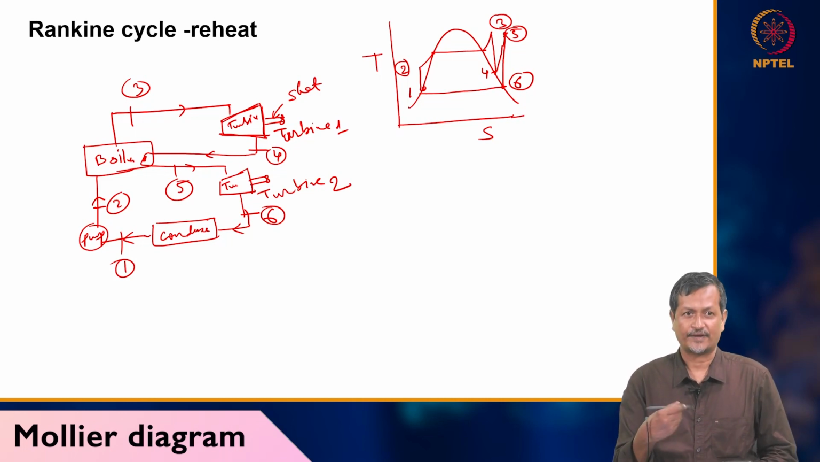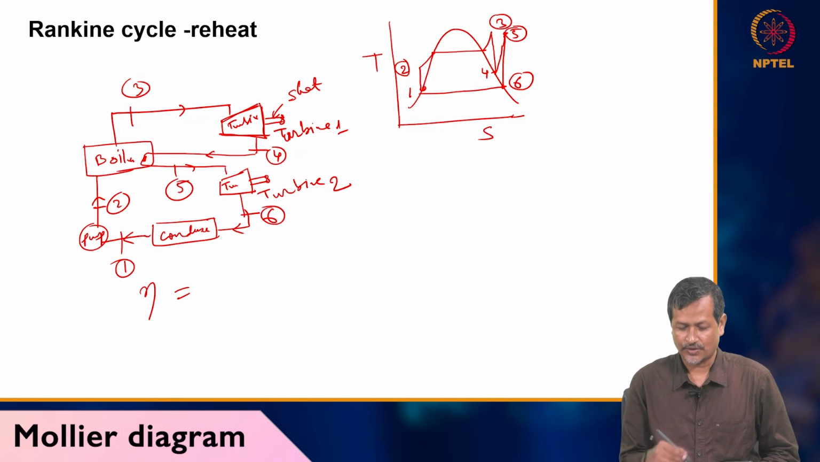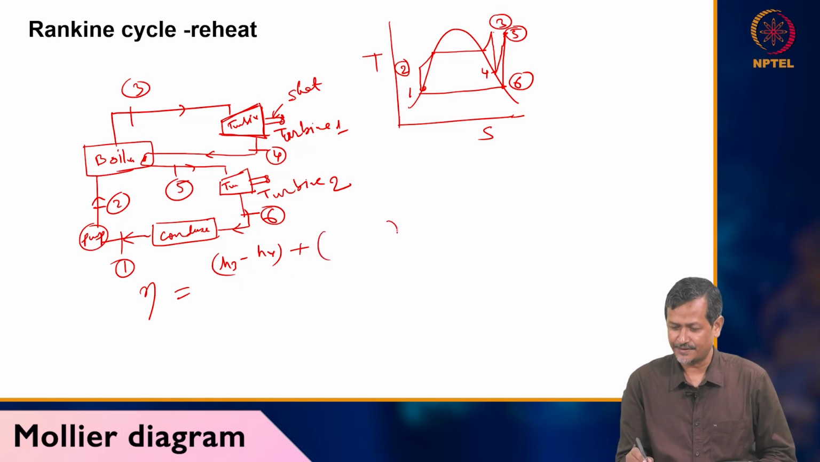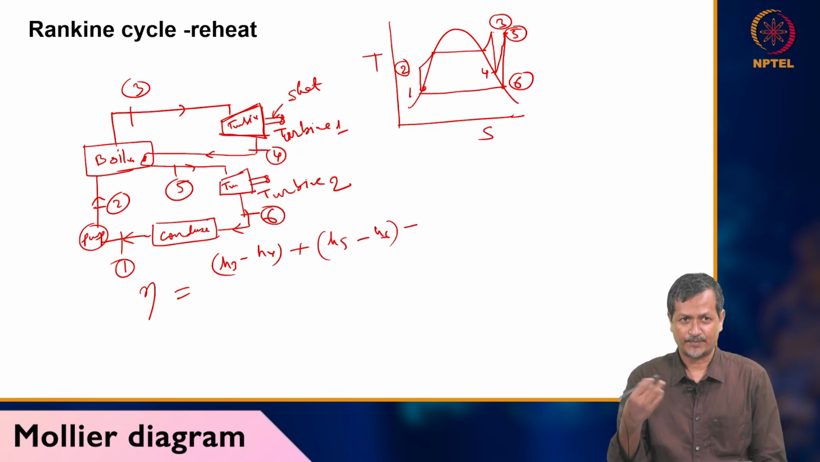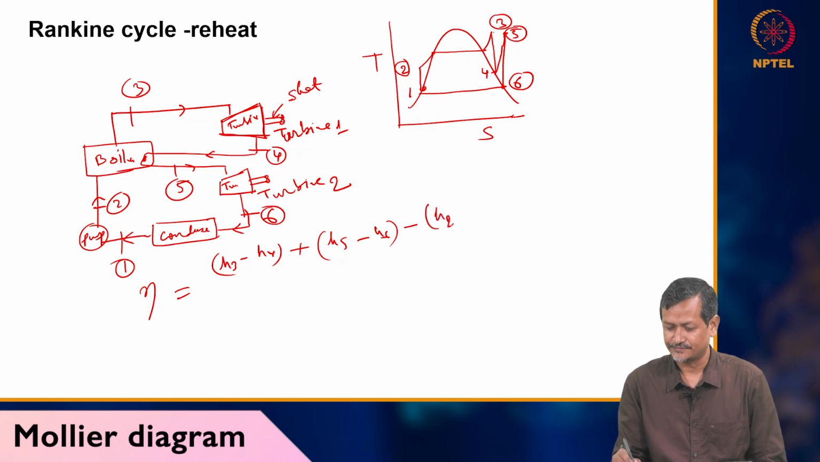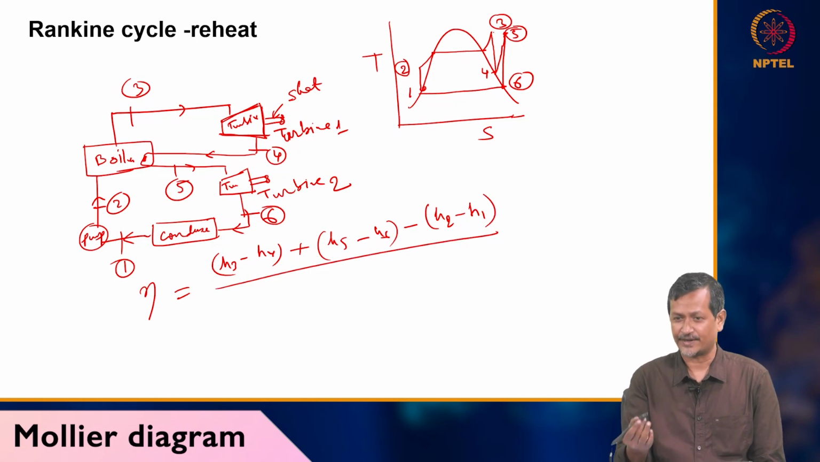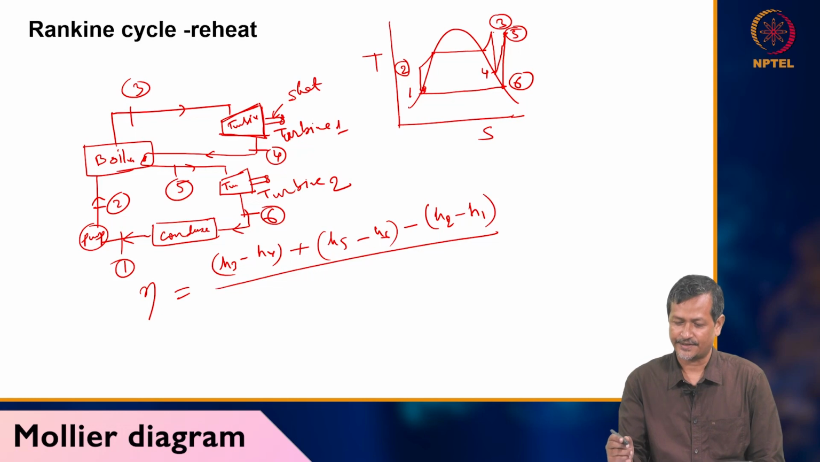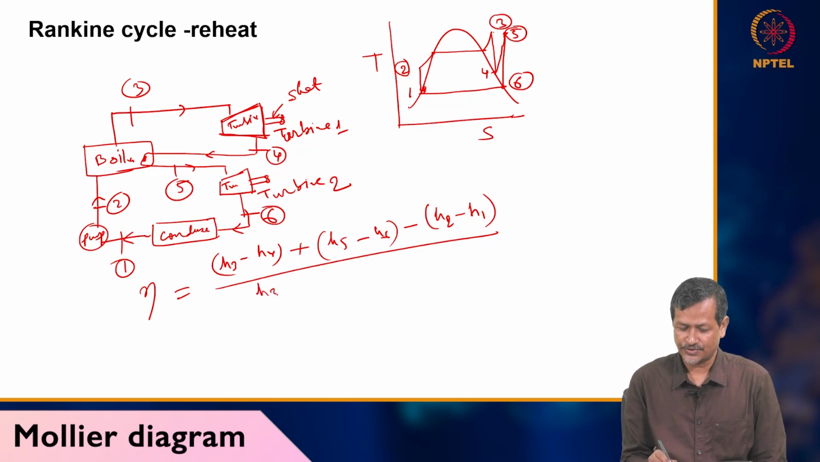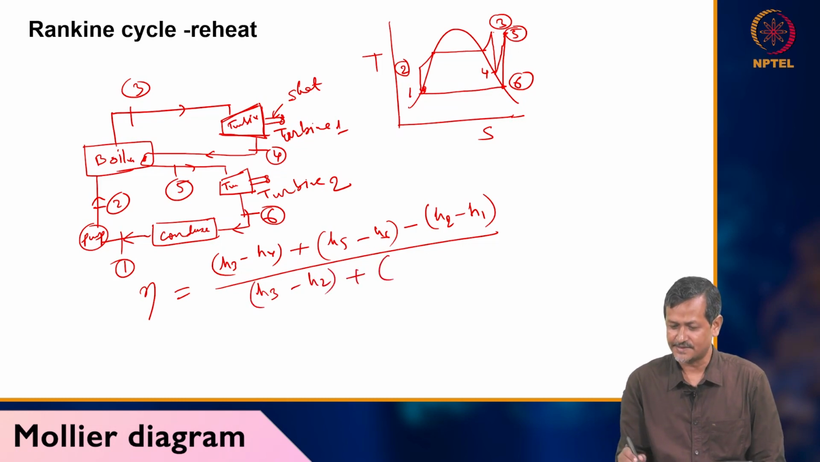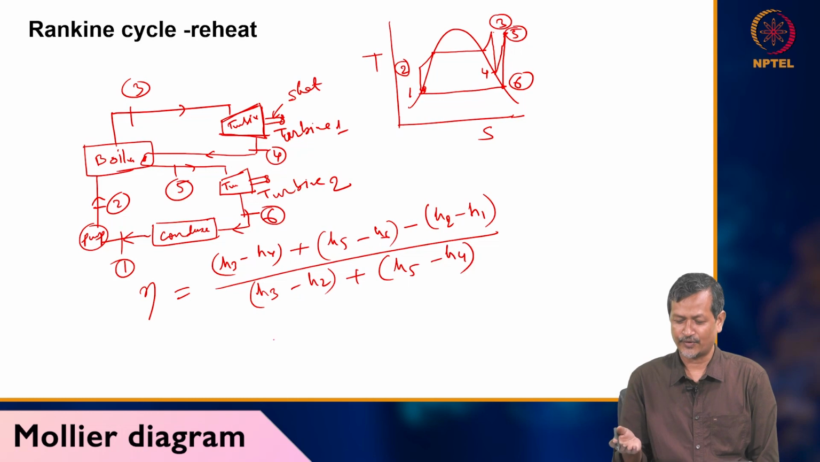Okay, in this case if I want to calculate efficiency, how will I calculate it? How much power are you getting? That means (H3 minus H4) plus turbine 2, how much power it is giving: (H5 minus H6), and how much is lost in the pump: minus (H2 minus H1). Now, how much heat are you giving? Heat is given in two steps. First from 2 to 3, so H3 minus H2. Second step, plus from 4 to 5, so H5 minus H4. I am not writing H4 minus H5, otherwise the value will be negative, because you are adding heat.